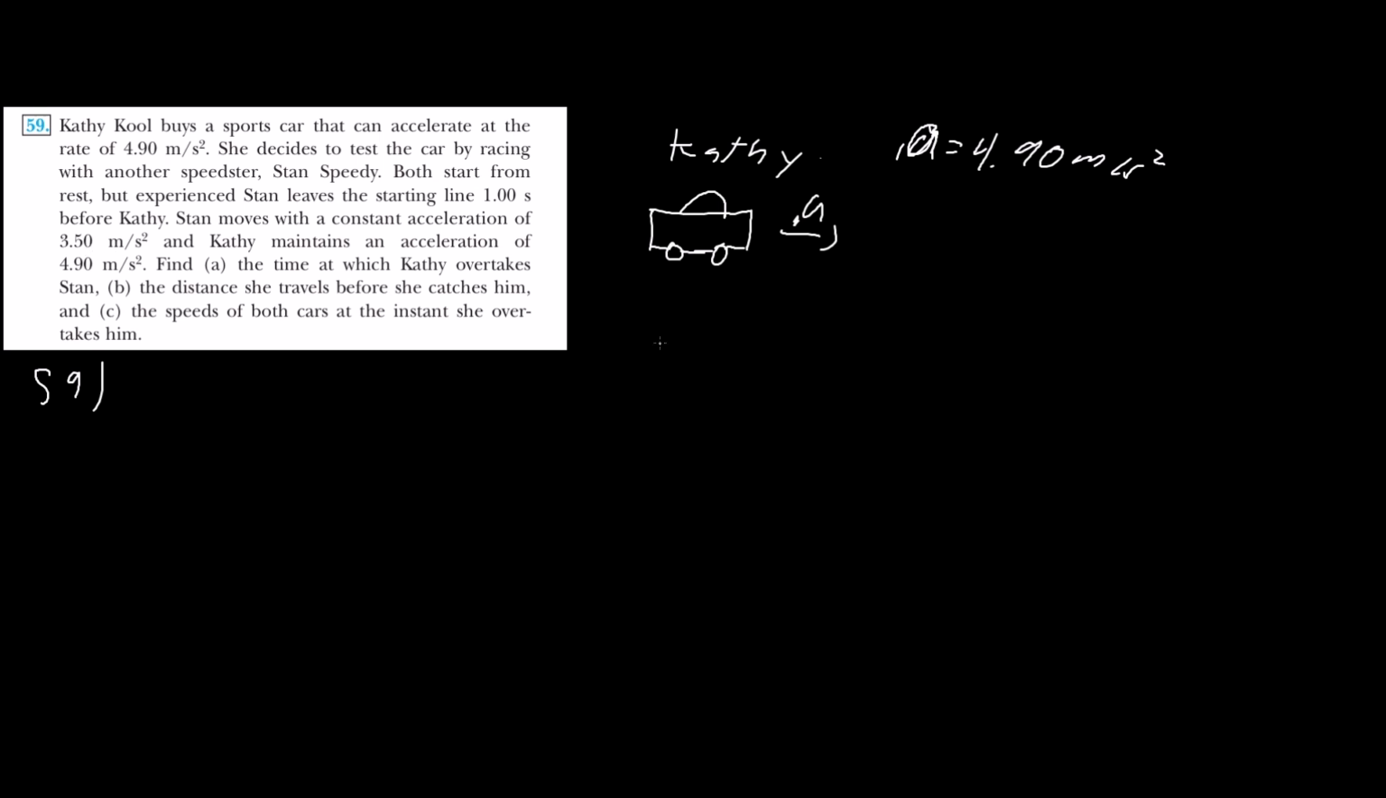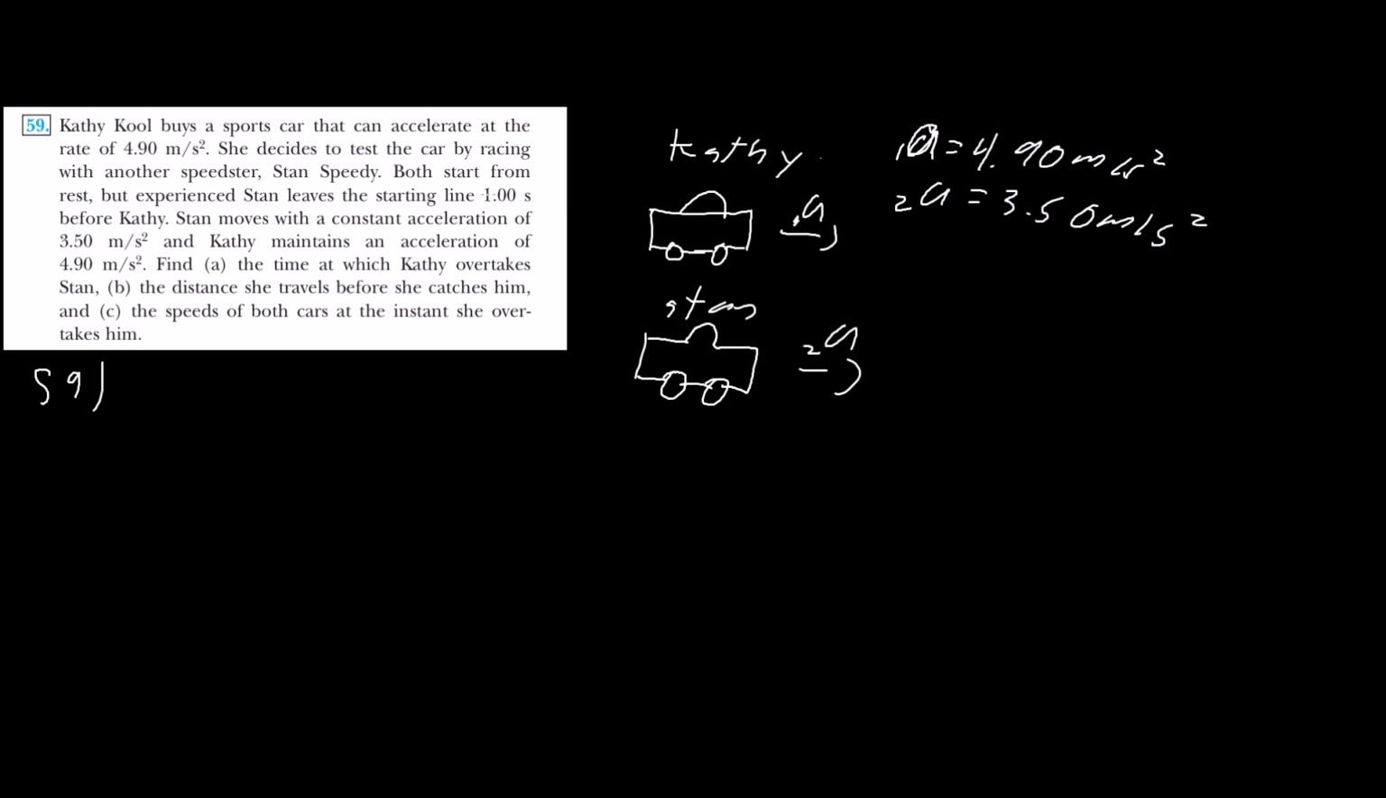So let's write that down. This is Kathy, and this is Stan. This is the Stan vehicle. And Stan accelerates at the value of 3.50 meters per second squared. So Kathy's vehicle is the faster one, and Stan moves.